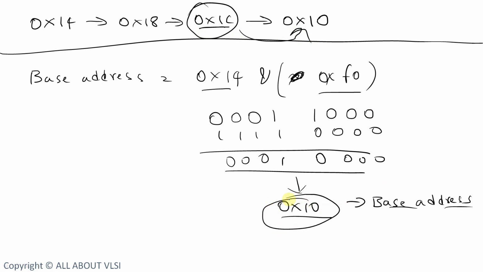So this is how we are using this particular formula inside our code, and we are calculating to which base address we should go after reaching our WRAP boundary.